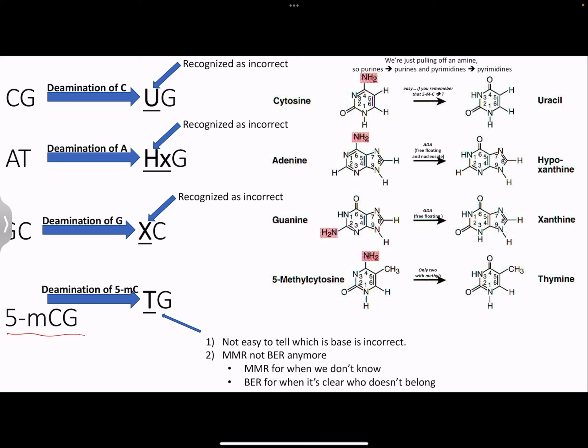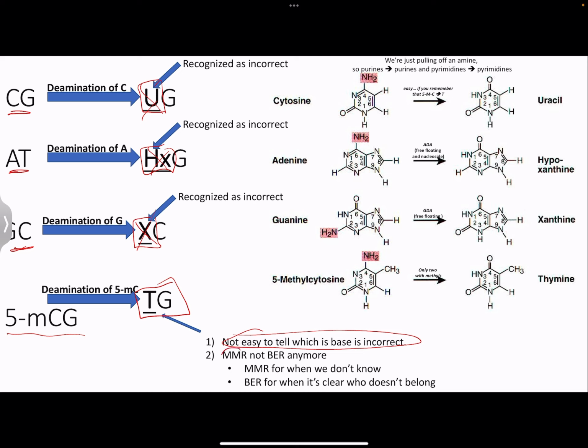Now, in this case, though, it is not easy to tell which base is correct, right? Earlier it was xanthine doesn't belong, hypoxanthine doesn't belong, uracil doesn't belong. So I know that these guys are the original, and these guys need to get cut out. But in this case, I have a T and a G. Both of these actually belong in my DNA. So I'm not sure which one of them needs to be ripped out.